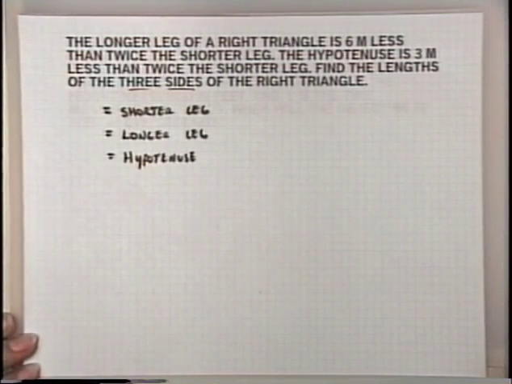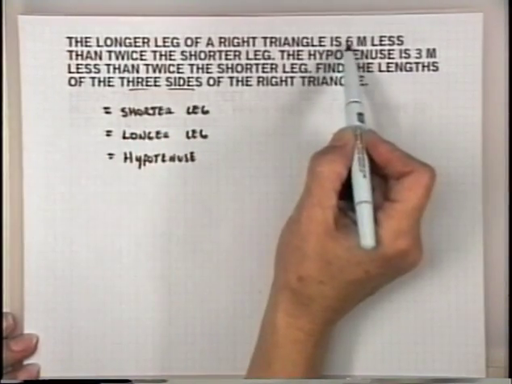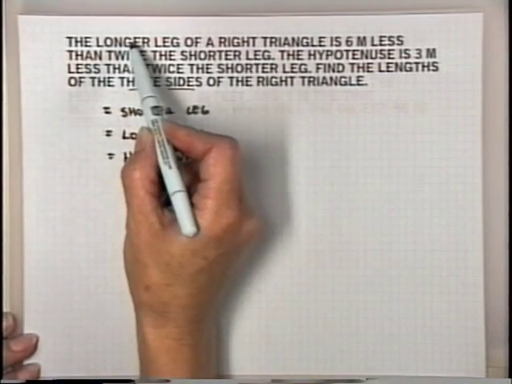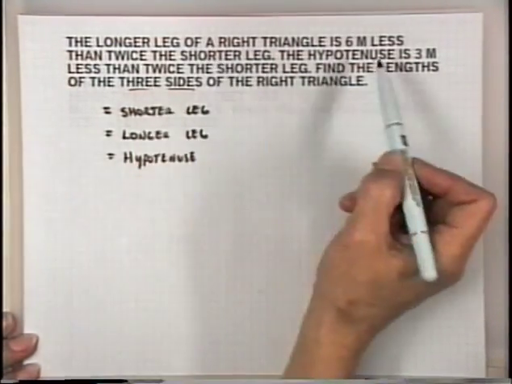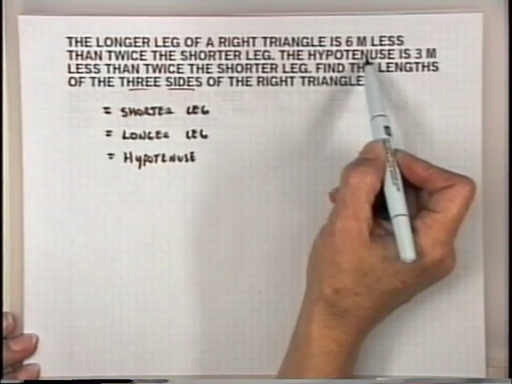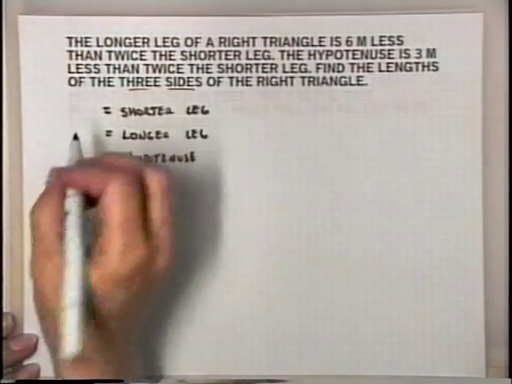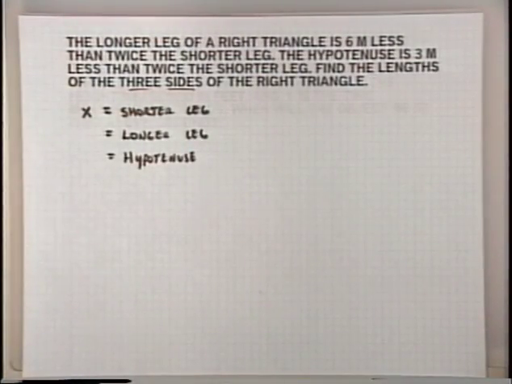Before we choose X to represent one of these, let's look back at the problem. The longer leg is 6 meters less than twice the shorter leg. He described the longer leg using the shorter one. Notice he also describes the hypotenuse here using the shorter leg. So the easiest thing to do will be to let X be the shorter leg.